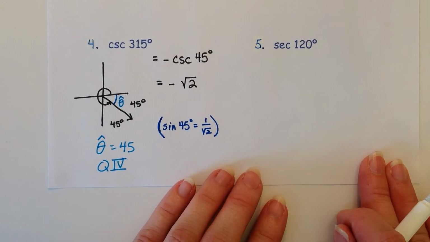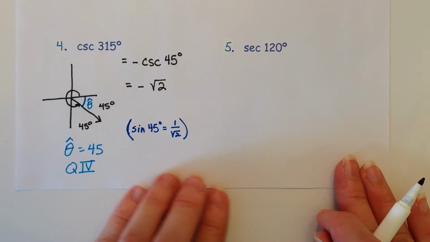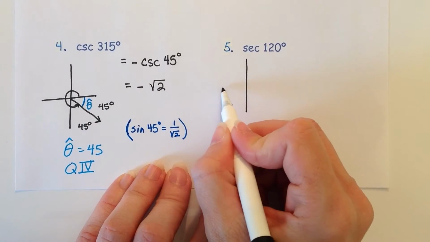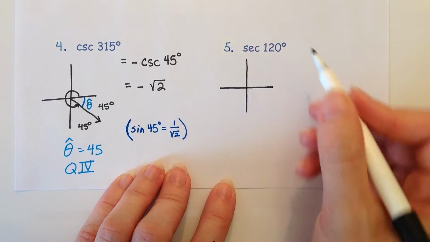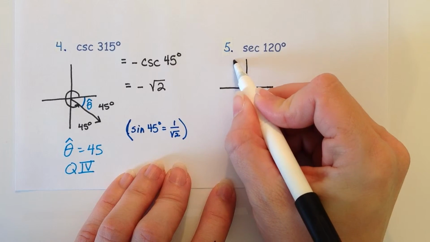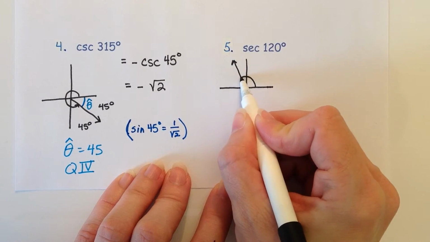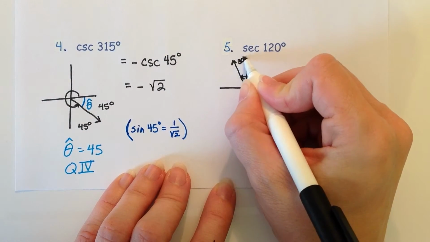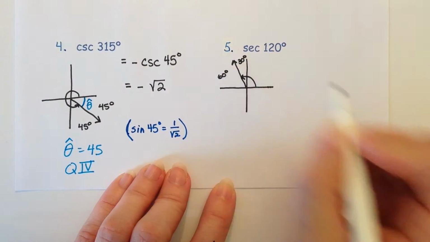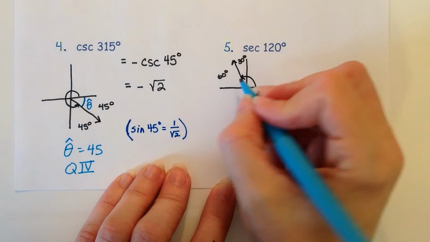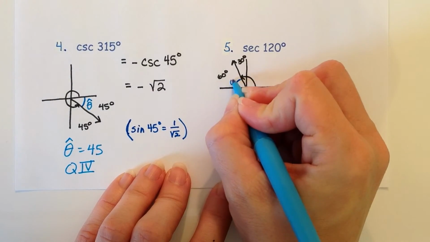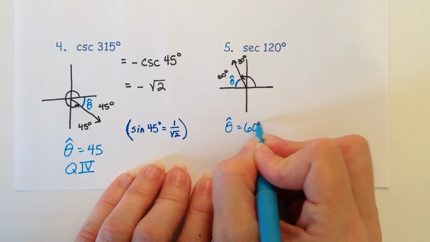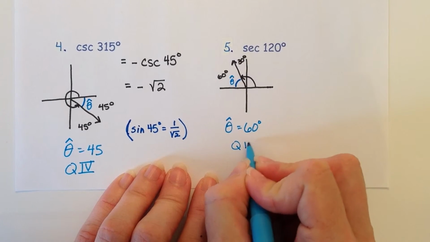Okay, the next one is secant of 120 degrees. So again, if I were to draw that off, that's going to terminate in the second quadrant. So from here to here would be 120 degrees. So this portion has 30 degrees in it. This portion has 60 degrees in it. So this is the area that's going to be our reference angle. So I know that my reference angle is 60 degrees, and I'm in the second quadrant.